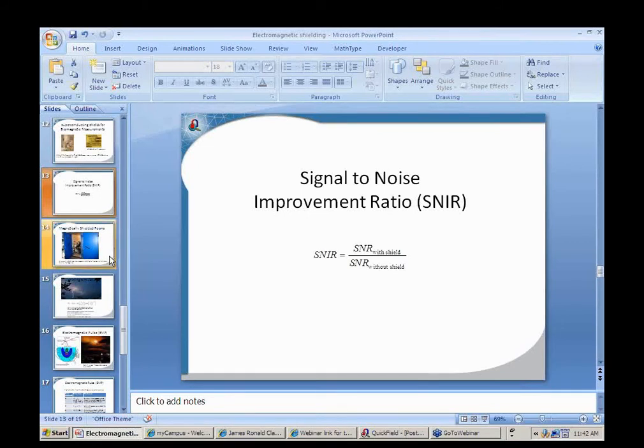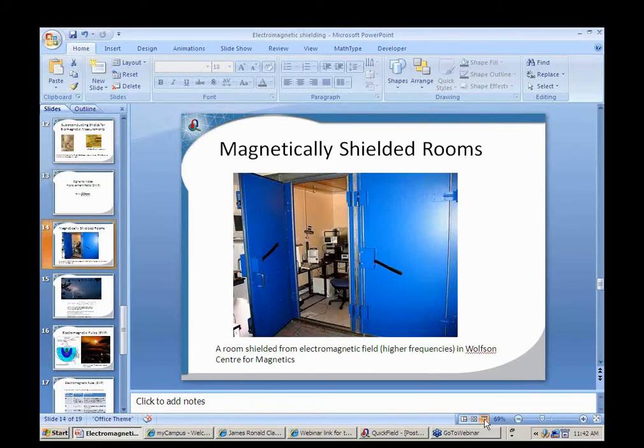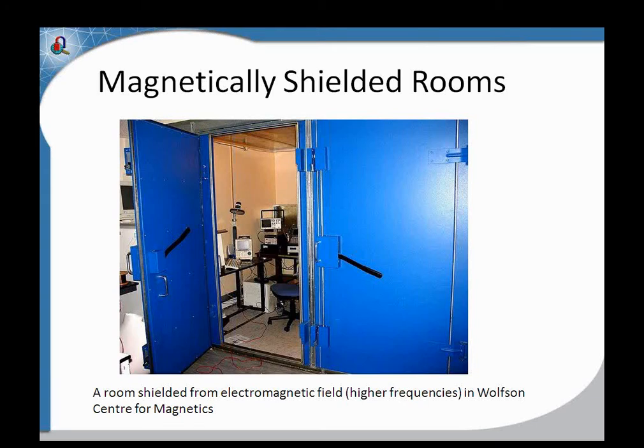Next thing I want to look at, magnetically shielded rooms. And there's different types of magnetically shielded rooms. If you want to shield high frequencies, you can make them out of copper, aluminum, and if you want to shield lower frequency fields, incorporate some mumetal. Now, the more mumetal you have in a magnetically shielded room, the more expensive it's going to be.